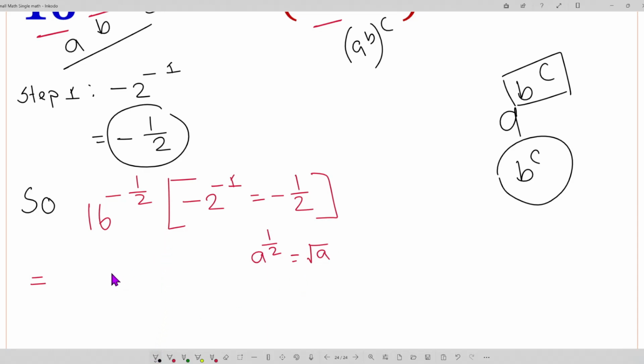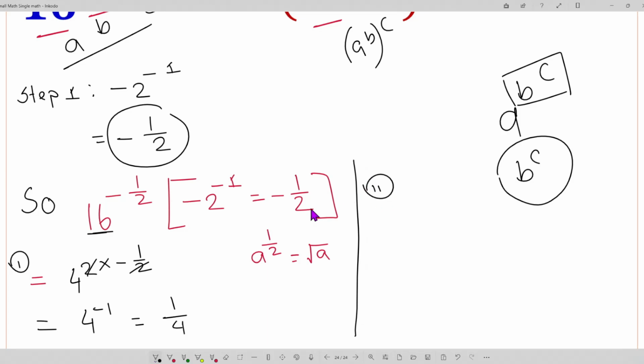So we can solve this one two ways. One way, we can make this one a number 1. This 16 we can write as 4 square, then times minus 1 by 2. This 2 and 2 cancel out. So here it is 4 to the power minus 1, which is 1 by 4.